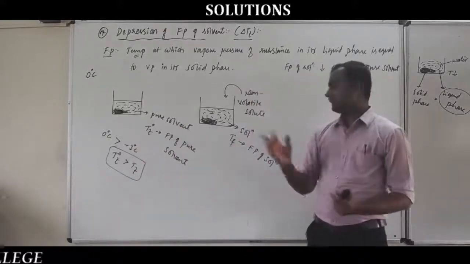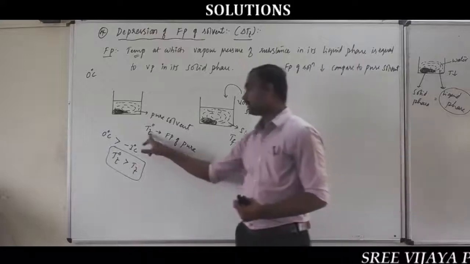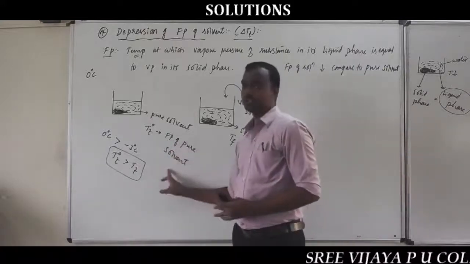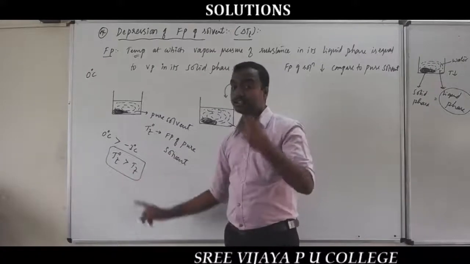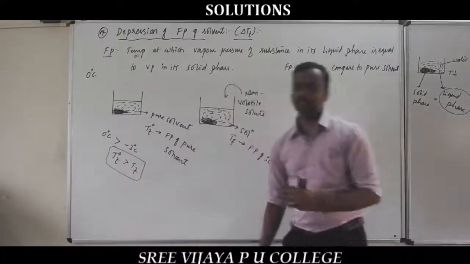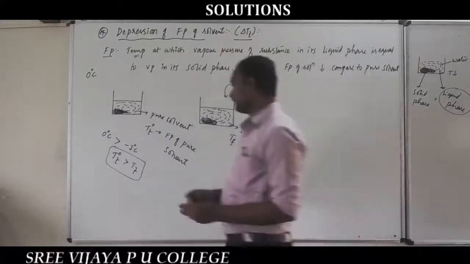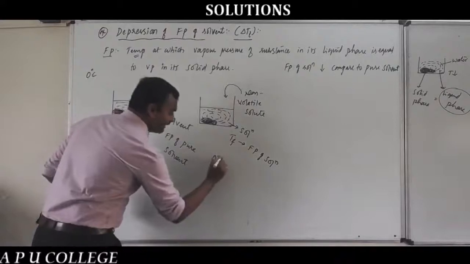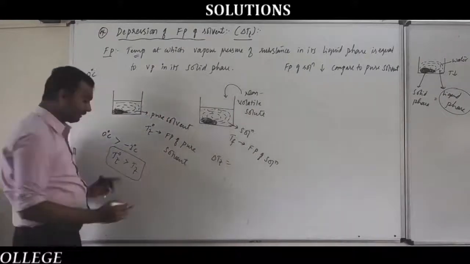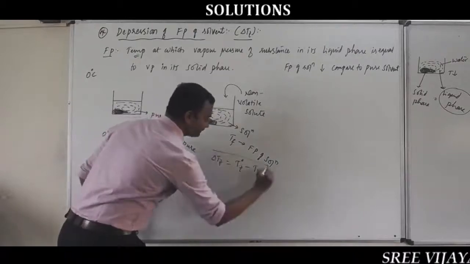So Tf is the freezing point of the solution. T0f is the freezing point of the pure solvent. Therefore this is the higher value: T0f is greater than Tf. That means the solution's freezing point has decreased. That is the meaning of depression of freezing point of solvent. Then, to calculate how much it has decreased, what do we do? We can take delta Tf equal to T0f minus Tf.